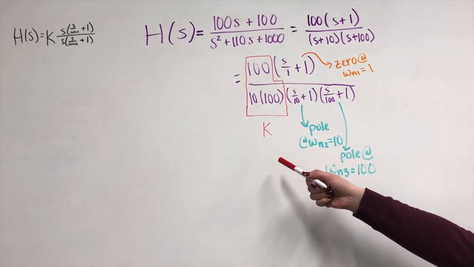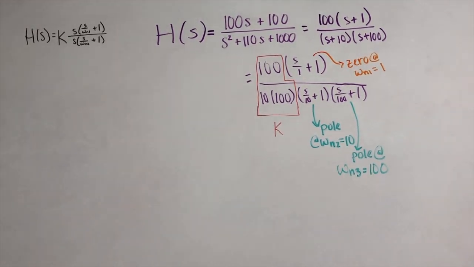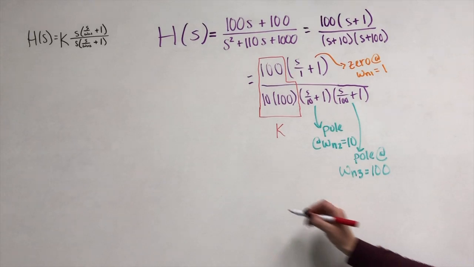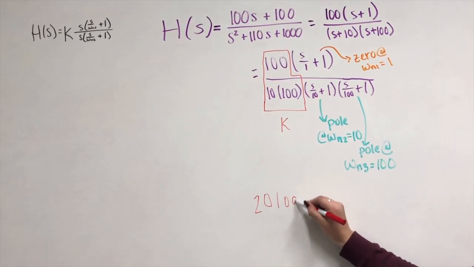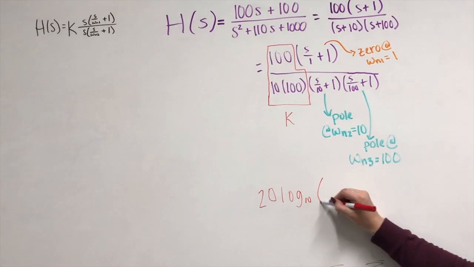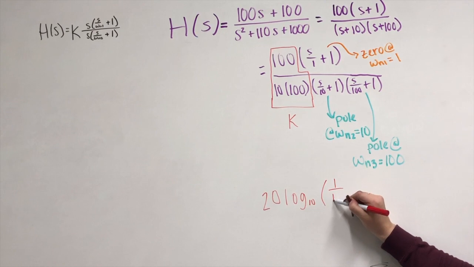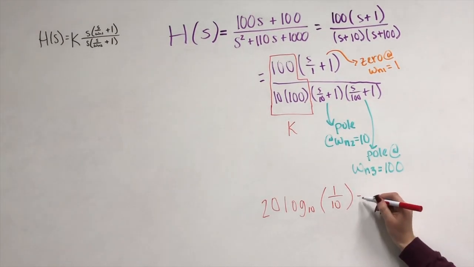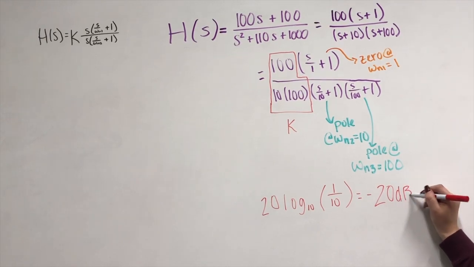So here we see that our constant is actually in volts. So we're going to do that conversion that we showed earlier to convert this to decibels. So we're just going to go and plug this in as 20 log base 10 of, these will end up canceling, so we're just going to be left with 1/10, which comes out to be -20 decibels.